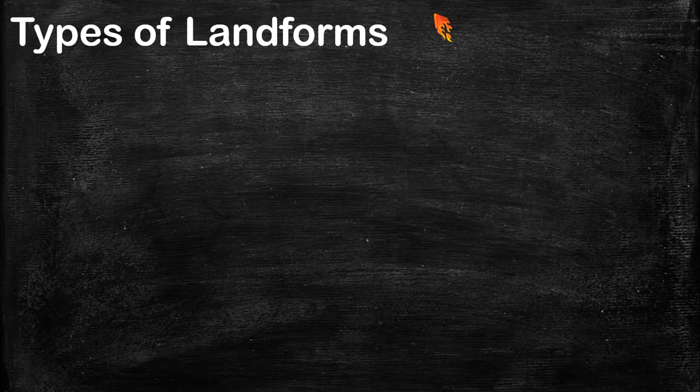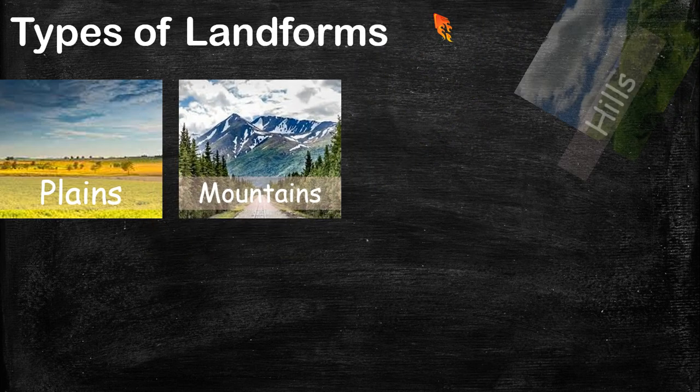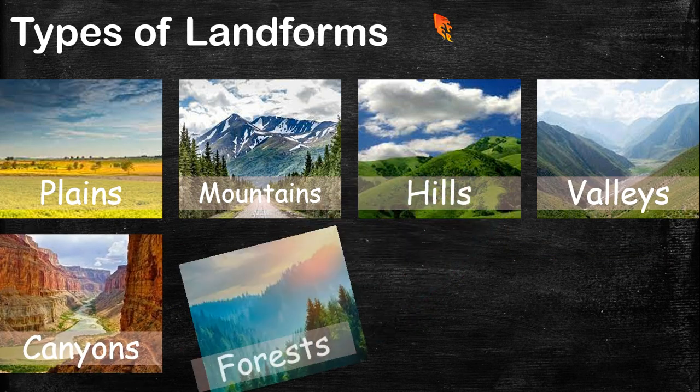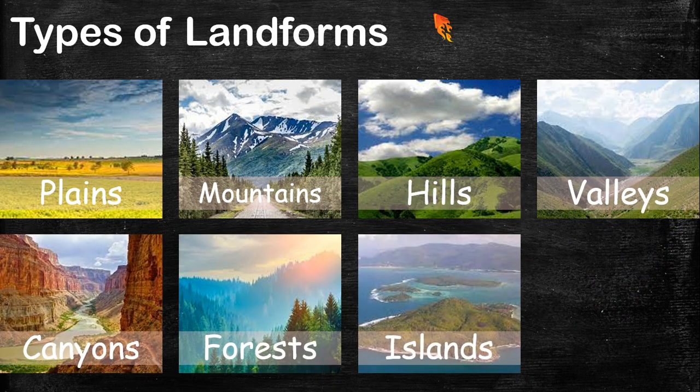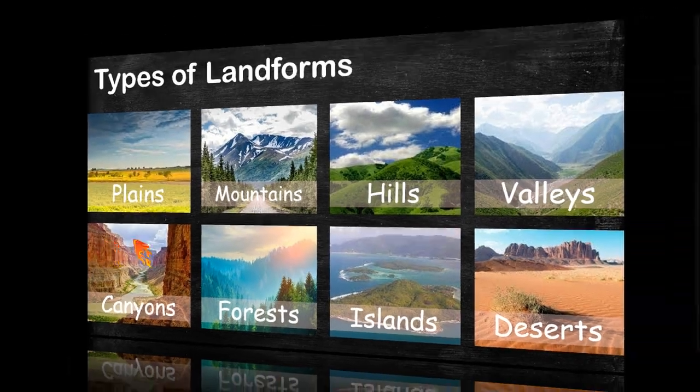Okay, what are the types of landforms? Here we have plains, mountains, hills, valleys, canyons, forests, islands, and deserts. Today I'm not going to waste your time, so I just pick plains, mountains, forests, islands, and deserts. Maybe I'll explain the rest of the three in future videos.